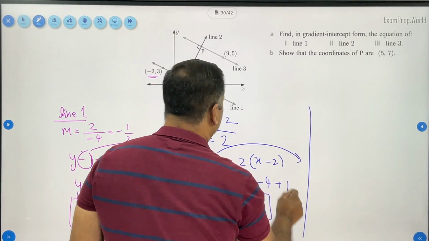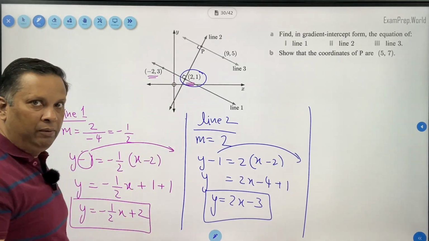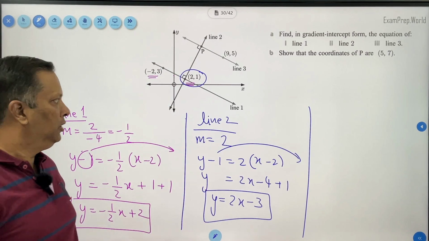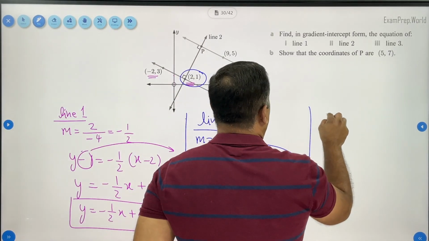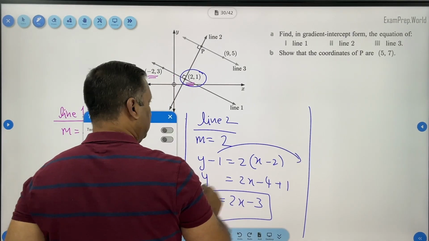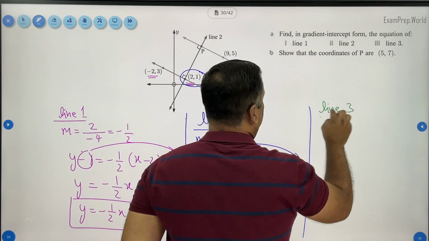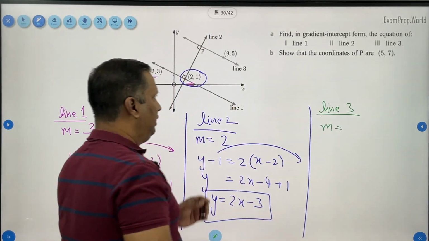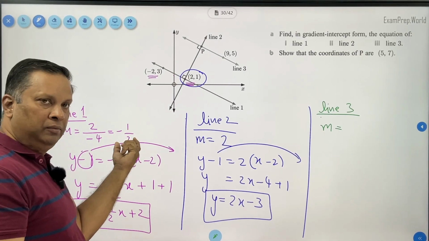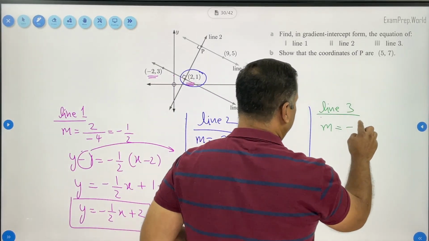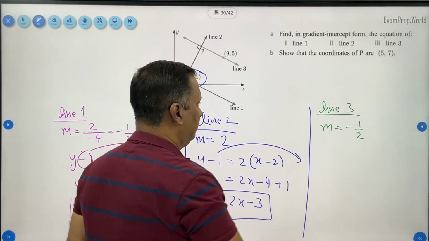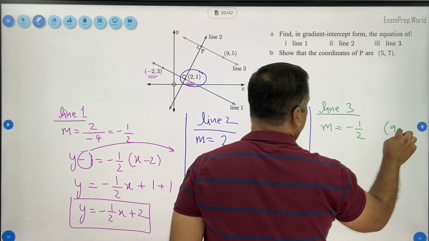Line 3, see, line 3 is parallel to line 1, so the gradient will be the same. What will be the gradient? Negative half, and it is passing through 9, 5. Let's go ahead and do that. I'll use another third color. Line 3. So first find the gradient. The gradient of line 1 and line 3 is the same. For line 1 the gradient was negative half, so line 3 also is negative half. And which point is it going through? It is going through 9, 5.